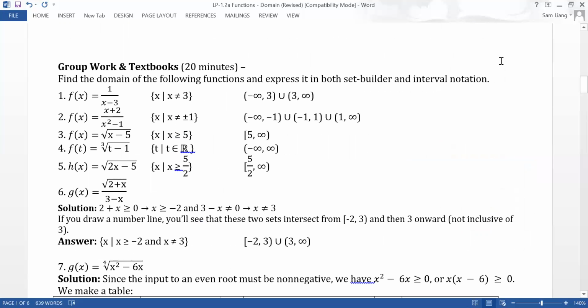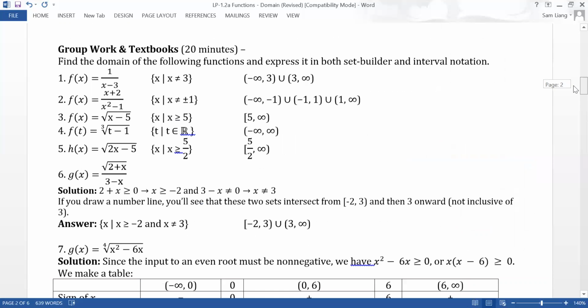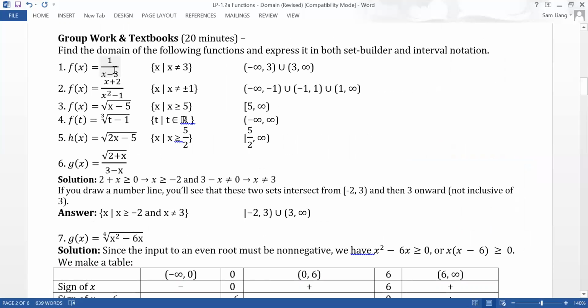All right. So here's our first question. Find the domain of the following functions and express it in both set builder and interval notation. So this first one's easy, right? We have x is not equal to 3.